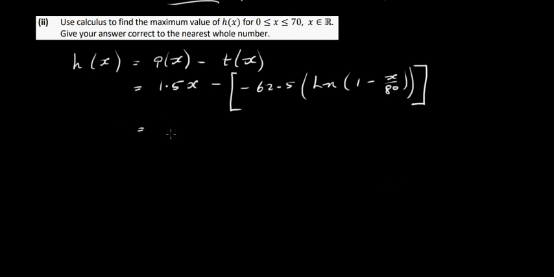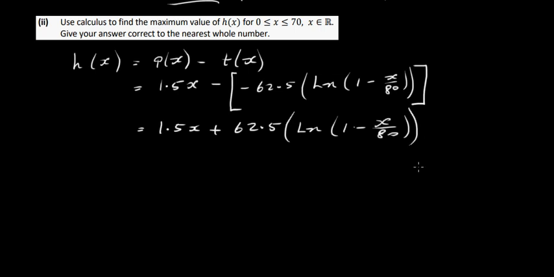So let's just simplify this. So it's p of x minus t of x. This is p of x, this is our t of x, and we've subtracted them. So we got 1.5x here, minus minus here is plus 62.5, and then we have the log of 1 minus x over 80, and that's it.